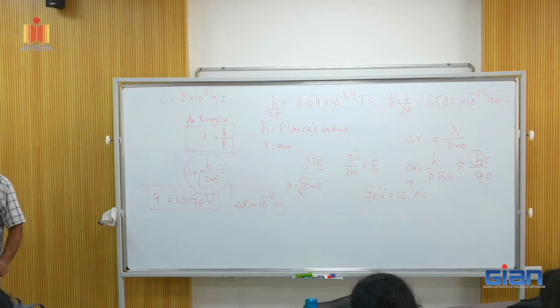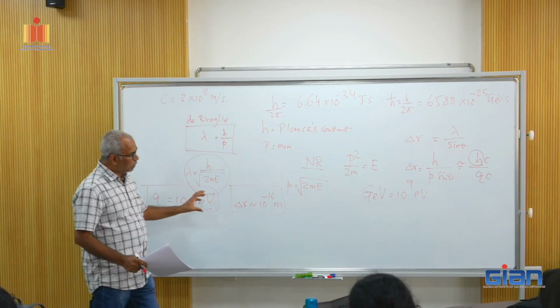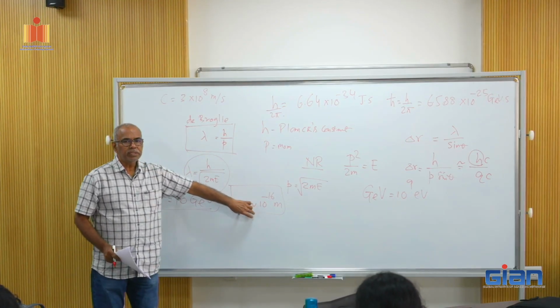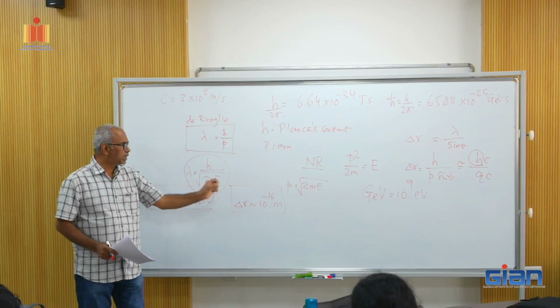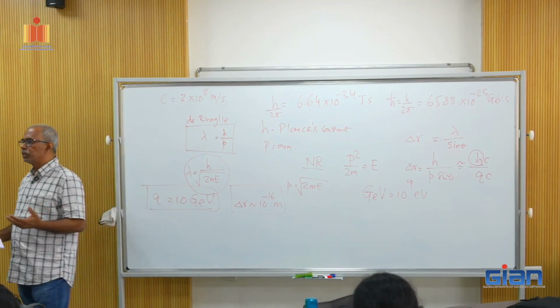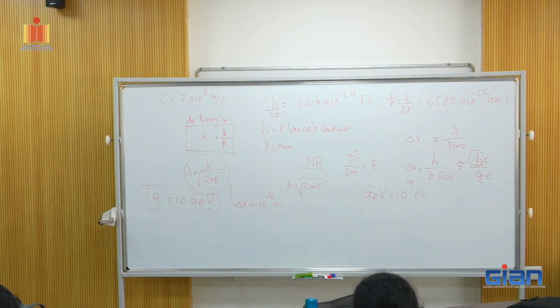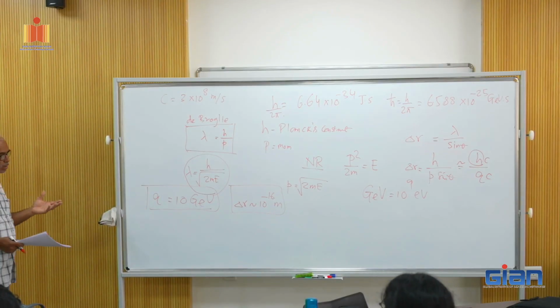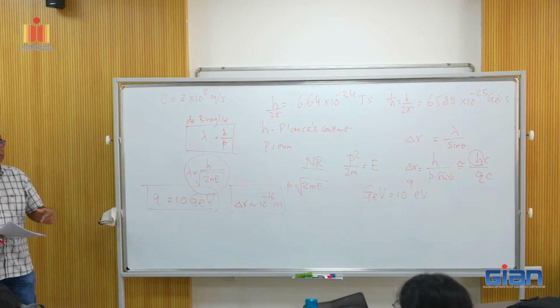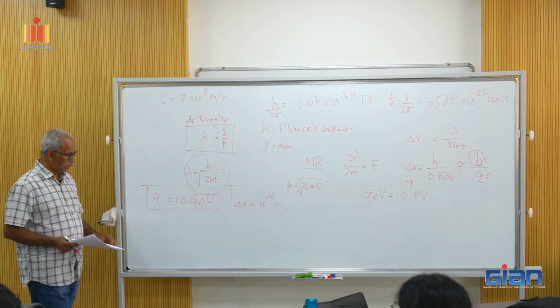So what it says, if you have a beam which is roughly, let's say, 10 GeV, then you can distinguish two objects which are separated by roughly 10 to the power minus 16 meter. We know that nuclear dimension is 10 to the power minus 15 meter order, Fermi level. So you can actually go a little bit beyond the nuclear dimension with 10 GeV.